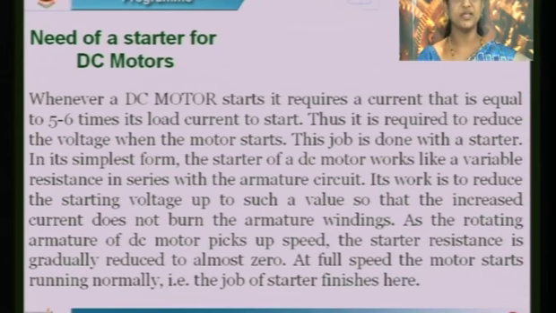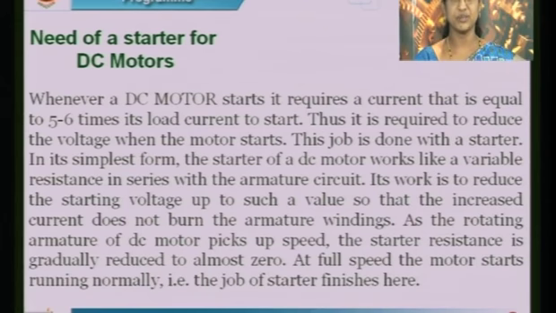Now, you see that there is one more thing required in a DC motor to start, that is the starter. Why is it required? What is the need of this starter? Whenever the DC motor starts, it requires a current that is 5 to 6 times its load current. But if you are not using the starter at the time of starting, since EB, the back EMF, is equal to 0 and the speed is equal to 0, there will be an inrush of current. You have to avoid this inrush of current, that is why you use a series resistance in series with the armature.